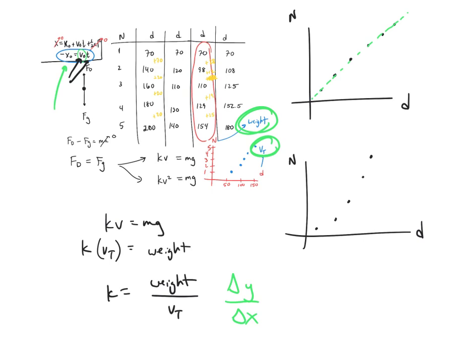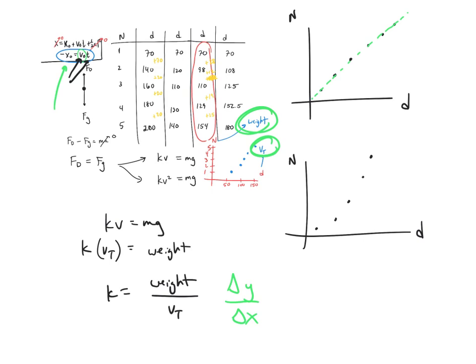So although the x-axis is distance, it's really the terminal velocity. And although the y-axis is the number of coffee filters, that one's a little easier, that's really the mass. And mass is really like my weight. So really, when I plot coffee filters versus distance, it's really weight versus terminal velocity. That's what we're really plotting.